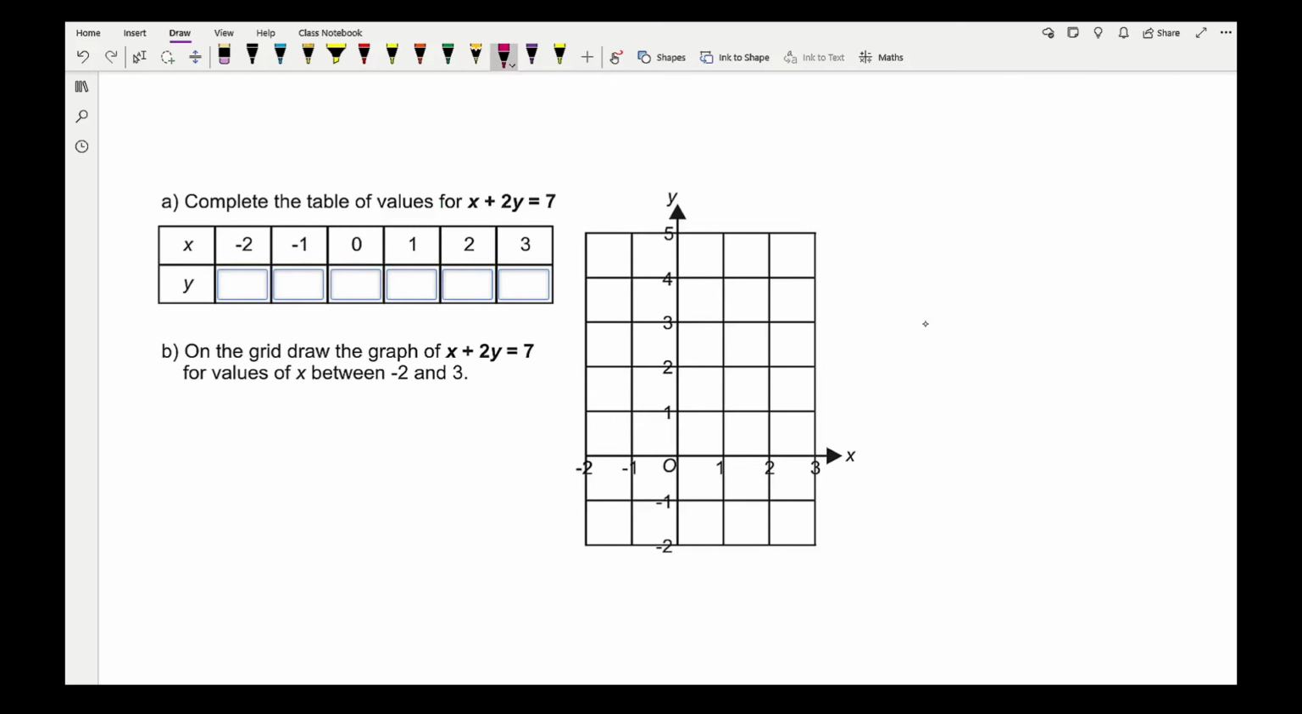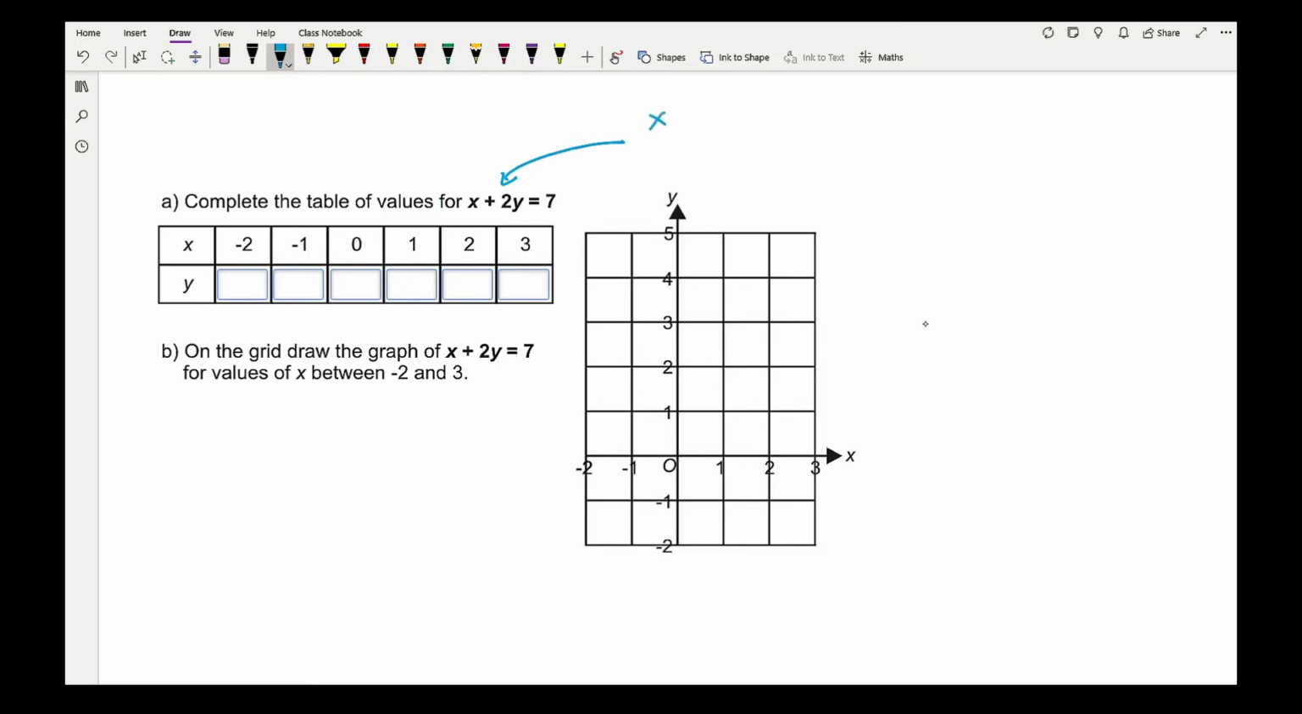What is the gradient going to be? Now, the tactic for this is trying to work this out. I personally would make one of the letters the subject, try and get one of the letters equal to the rest of it. So for example, you want x equals or y equals. Typically with every single question that we've done, we've got y equals.